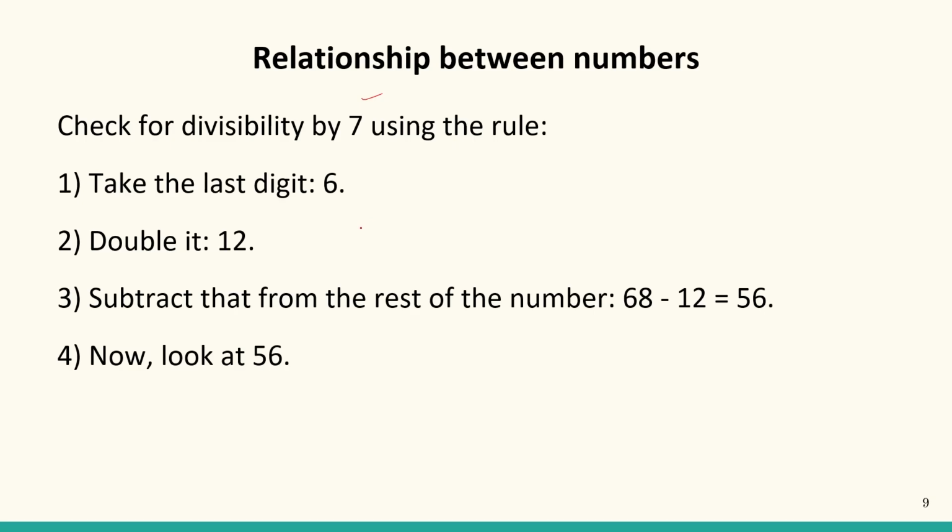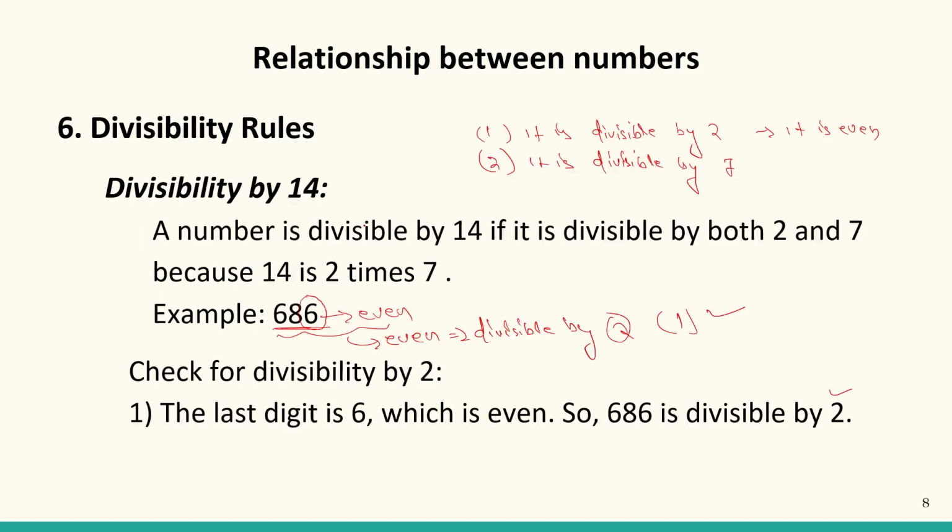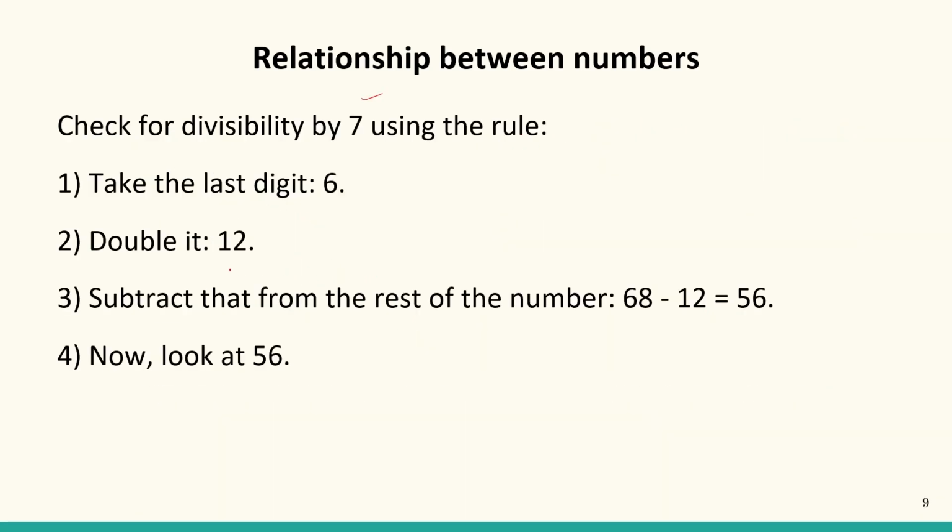We need to take the last digit. What was the last digit? It was 6. So we took the last digit here and then doubled it. So 6 into 2 is equal to 12. Then what we need to do is subtract that amount from the rest of the number. So 686 was the number. 6 was taken and doubled, then we subtract 12 from 68. So what we are left with is 56.